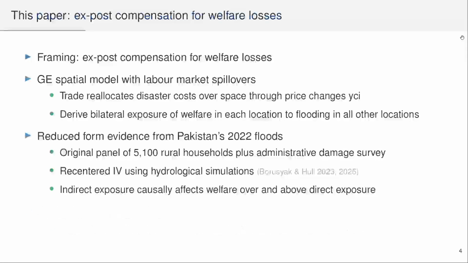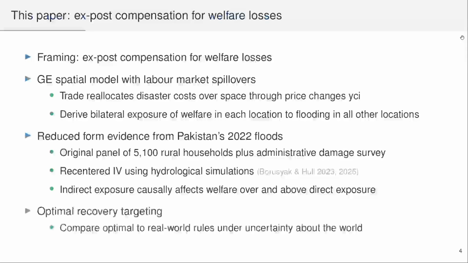By contrast, our indirect measure, the one that comes from the model, controlling for whether or not you were flooded, if everybody else around you is flooded, you're much less likely to be in work 1 year later. So you're less likely to be doing wage employment, you're more likely to be self-employed, which we take as evidence of labor rationing, and you are more likely to have sold assets and you have lower asset stocks 1 year after the flood. All of which we take as evidence that these indirect effects really matter for welfare after a big disaster.